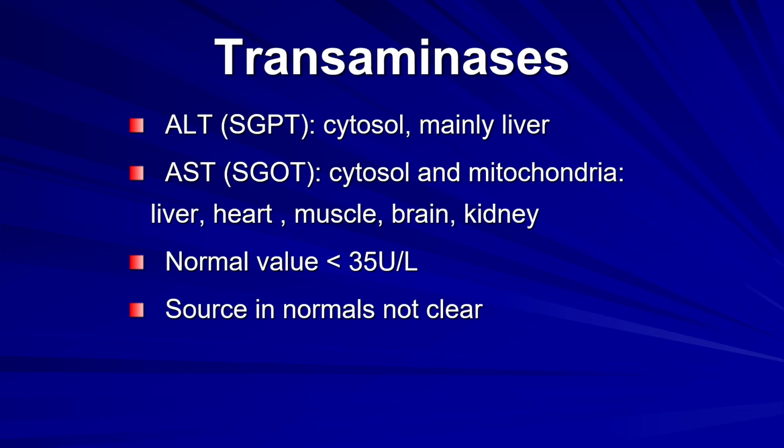We do not know what brings those enzymes to serum. In other words, the source in normal people is not clear. So let's say you measure your ALT and you find it to be normal, 15, let's say, international units per liter. What is the source of that is not clear. Is it dying hepatocytes, apoptotic hepatocytes, etc.? We don't know that.